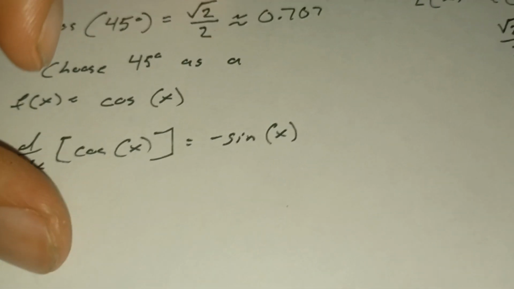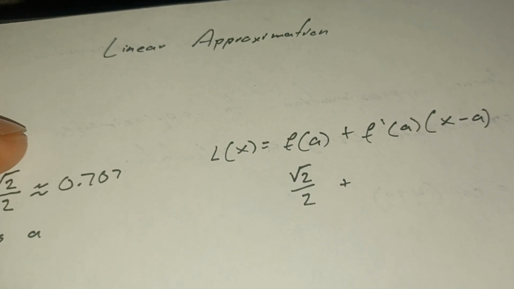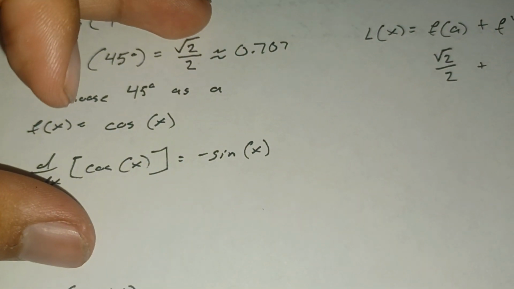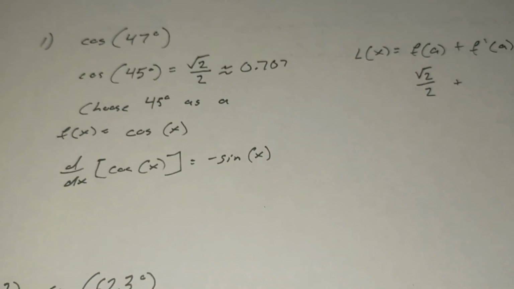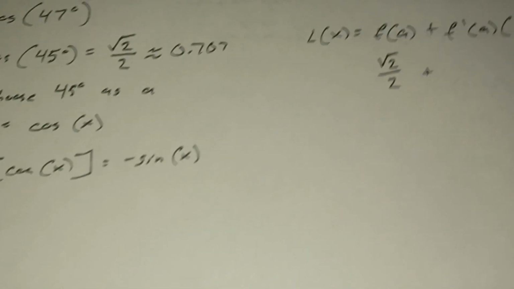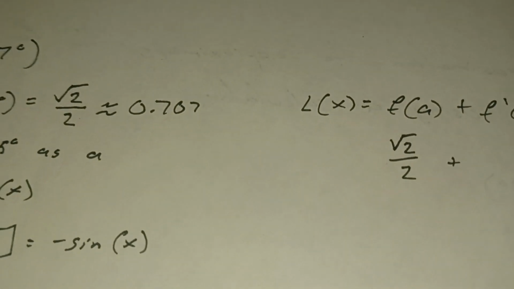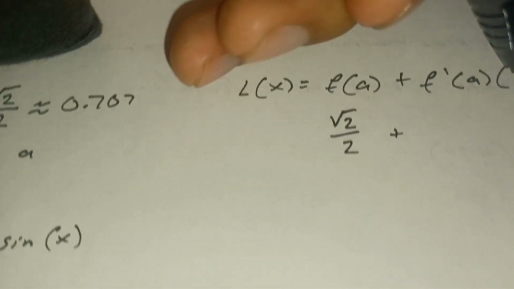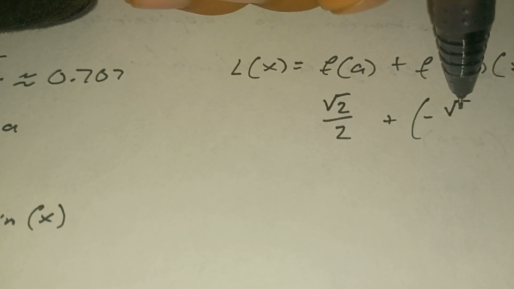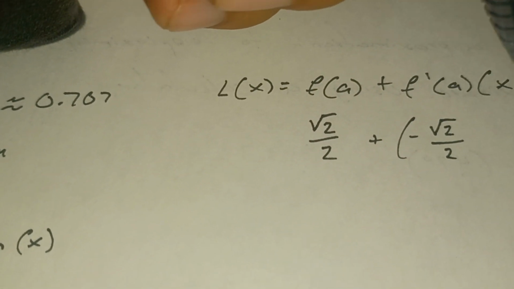So now we can plug in a into our negative sine of x. So negative sine of 45 degrees, what is that? That is going to be negative, oops, I put a plus sign, but whatever. Negative square root of 2 over 2, right?